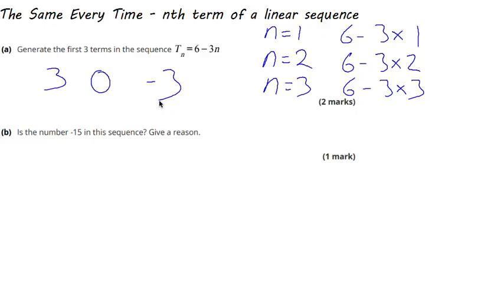So the first three terms in my sequence with the nth term formula. Remember this, Tn, T with a little n just means the nth term formula. T with a little 1 would mean the first term. T with a little 2 would mean the second term. T with a little 3 would mean the third term. 6 minus 3n, the first three terms, 3, 0, negative 3.